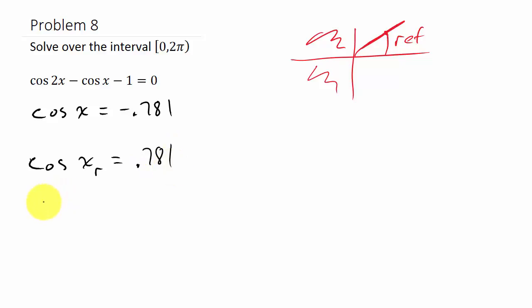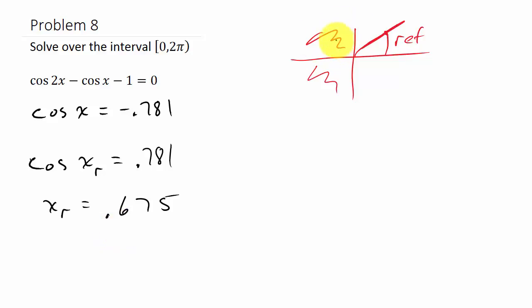So now for my reference angle, I'm going to take the inverse cosine of 0.781. I would recommend when you're working them, don't round this number. I'm just doing it for the video so it won't take as much time. So I get 0.675 radians. Now remember, this is an angle measure. This is radians. It's not in degrees, it's in radians. So make sure your calculator's in radians.